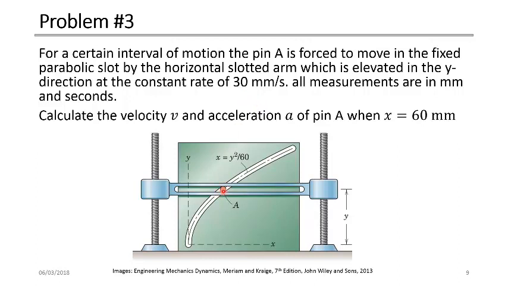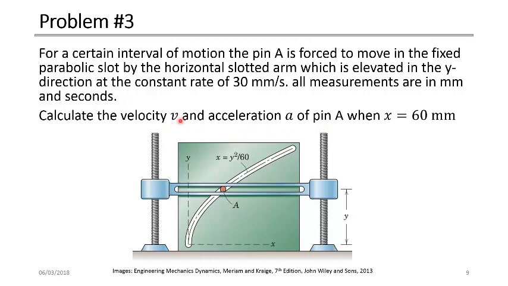So the velocity of the pen in the y direction is the same as the arm, which is 30 millimeter per second. If we define the velocity in the x direction as x dot and the velocity in the y direction as y dot, then y dot for the pen is 30 millimeter per second. All the measurements here are made in millimeters and seconds, and we are required to calculate the velocity v and the acceleration a of the pen.